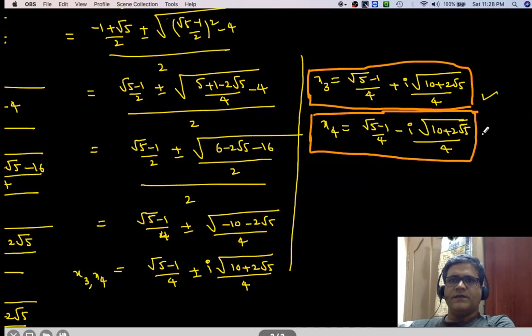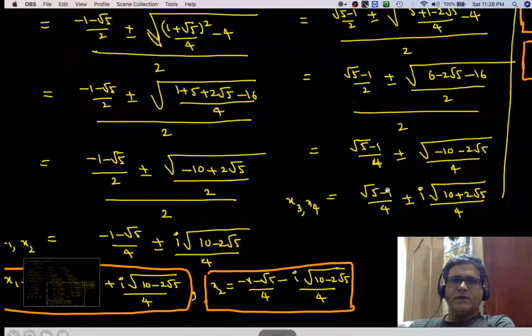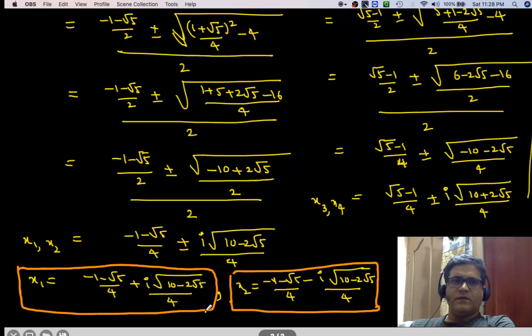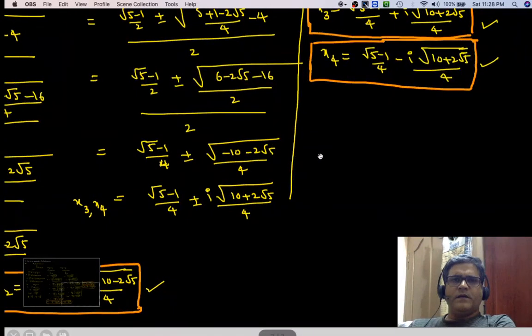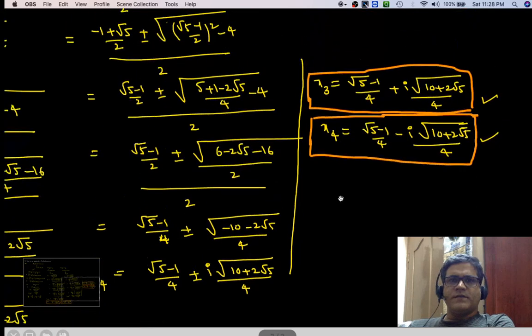So these are the roots of the original given biquadratic equation, that is x⁴ + x³ + x² + x + 1 = 0. These are the 4 solutions.